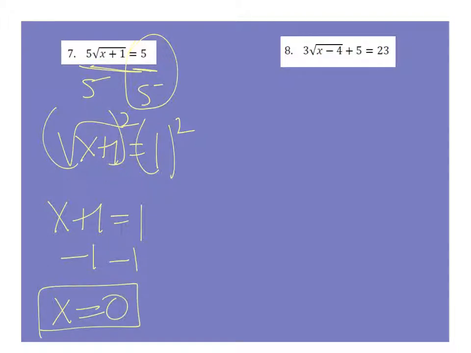Okay, make sure you write down all these steps, especially in your notes. That way you're not just writing down answers, and that way you're not looking at your notes going, how did you do that? Well, all I did was divide by 5, square both sides, subtract 1, there's my answer.